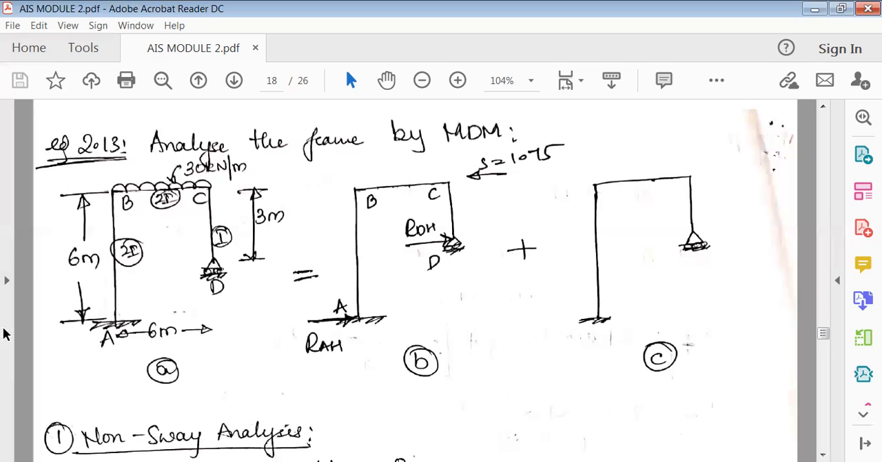You can see here, in this given frame, when you split this, you'll only see these reactions. At A, there is only one reaction, RH. At D, there is another reaction. About this, I'll tell you later. Right now, we're going to concentrate more on the columns. First we assume non-sway analysis. Non-sway means it is not going to move at all, so the columns remain straight no matter if there is a load applied here.